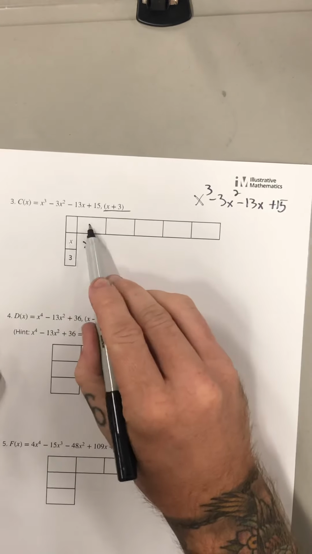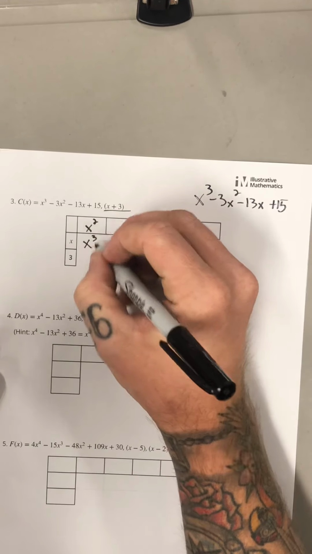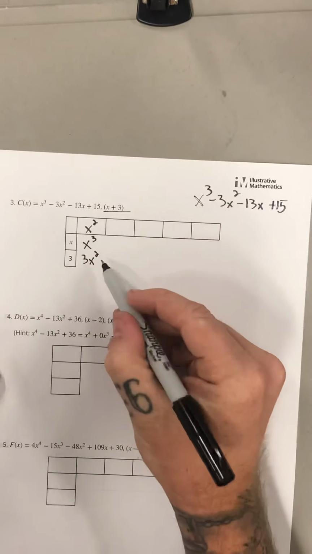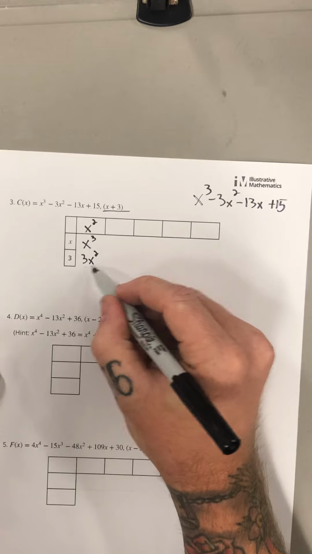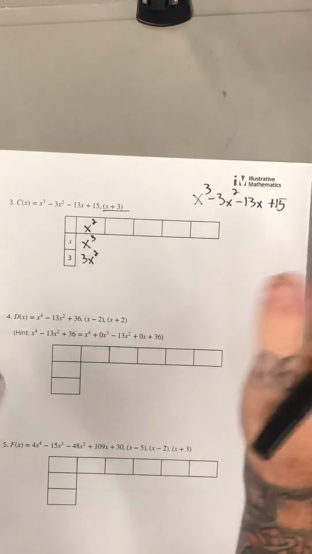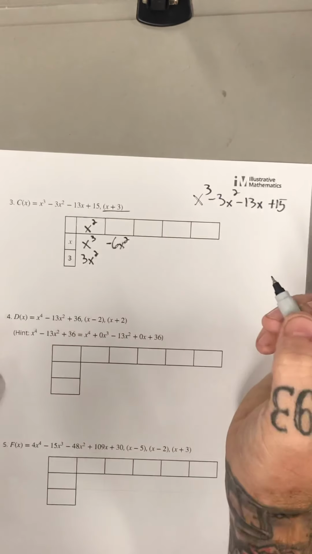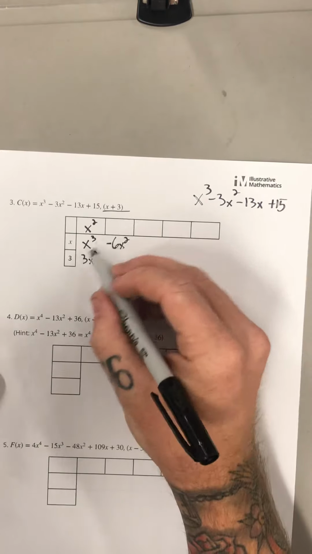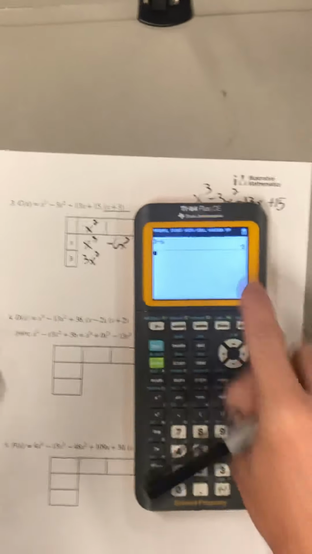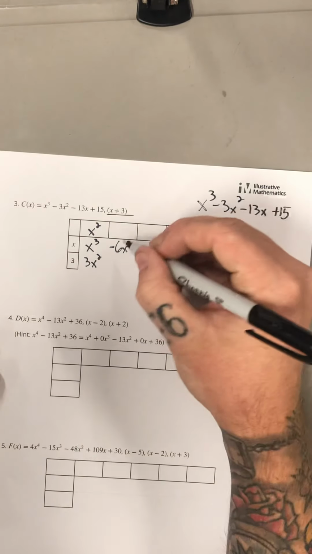So x times what gives me x cubed? X squared. And then I bring that down here. 3 times x squared is 3x squared. So now I'm worried about x squareds. How do I get from a positive 3x squared to a negative 3x squared? Through addition or subtraction. Well, that's going to be a negative 6x squared. If I combine these, 3x squared minus 6x squared, or 3 minus 6, I get negative 3, which is what I need it to be.